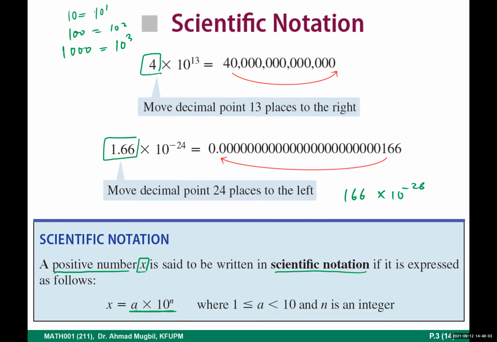A times 10 to the power n. A is a real number between 1 and 10, strictly less than 10, greater than or equal to 1. And n is an integer. It could be a positive or negative integer: 1, 2, 3, 4, and 0, negative 2, negative 3, and so on. Any integer. Let's have an example. Be careful about this. In the scientific notation, this number must be between 1 and 10.